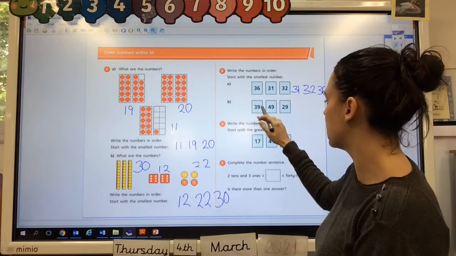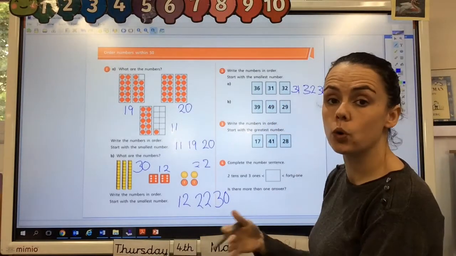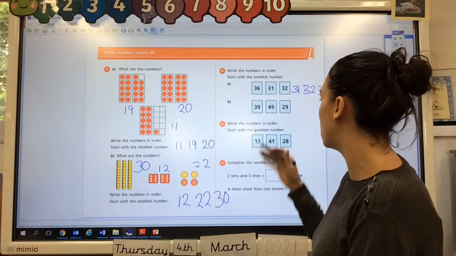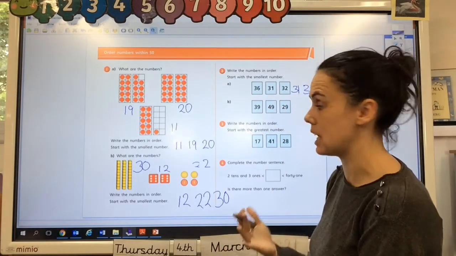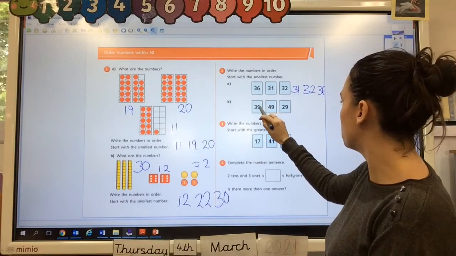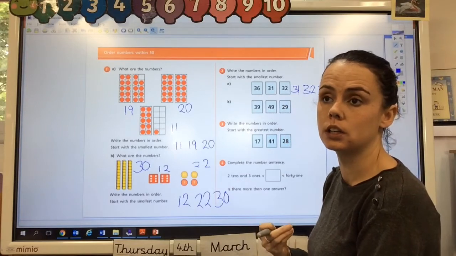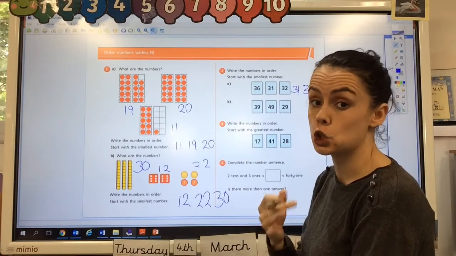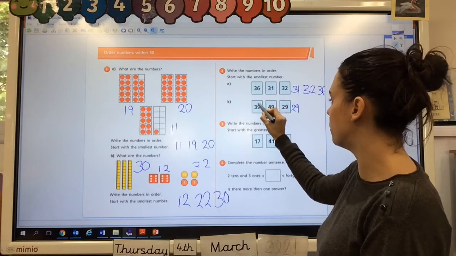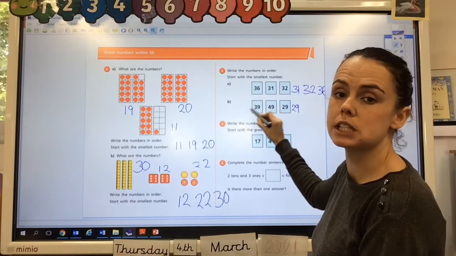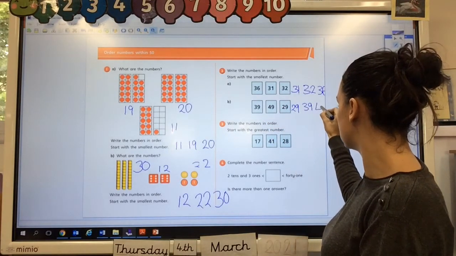Now here, we've got 39, 49 and 29. So they've all got 9s in them. So our 1s can't help us here, but our 10s can. We can order them by our 10s. So 30, 40 or 20. Which one is smaller? 20 is smaller, so 29 will be first. Then we've got 39 or 49. Which one is smaller? 39, and then it's number 49.